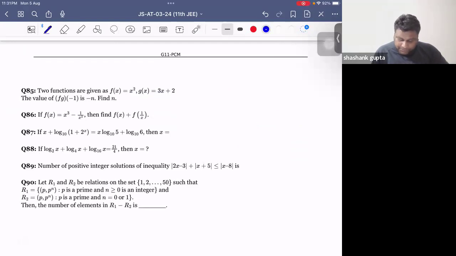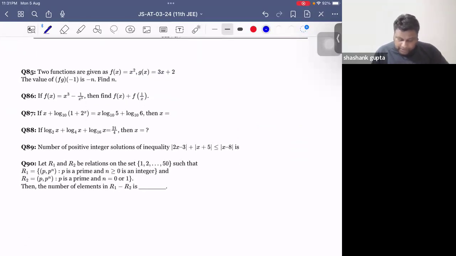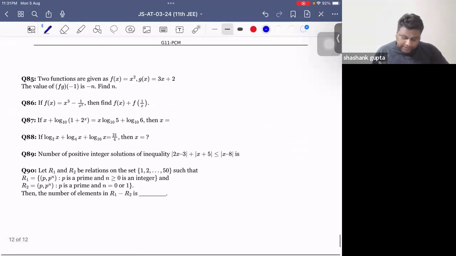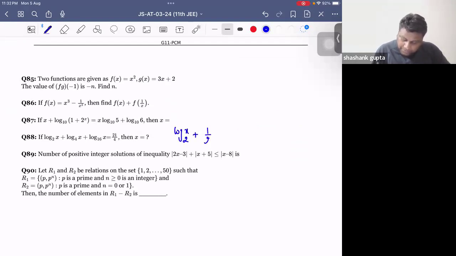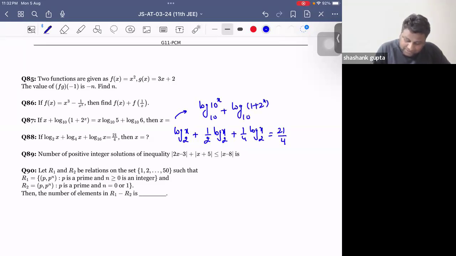These all are very easy questions and the rest I think you can handle. Like this 88 question is very easy. This is log x base 2 plus 1 by 2 times log x base 2 plus 1 by 4 times log x base 2 is 21 by 4. Now take log x base 2 common and simplify, you will get it. Question number 87 we have already covered. Just one thing you should take care. This x, write it as log 10 to the power x base 10 plus log of 1 plus 2 to the power x base 10 is equal to log 5 to the power x base 10 plus log 6 base 10. Now you can handle it.